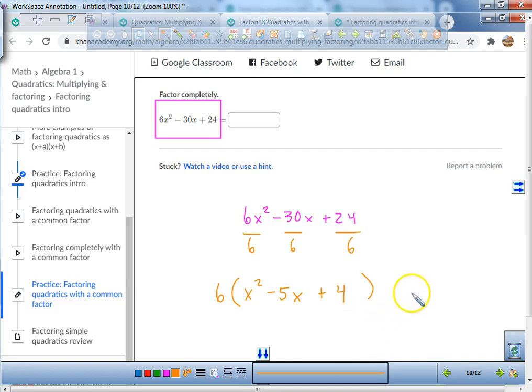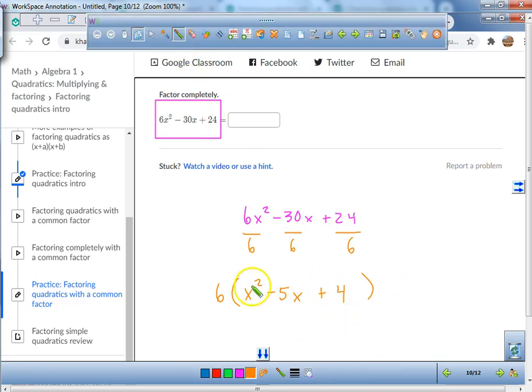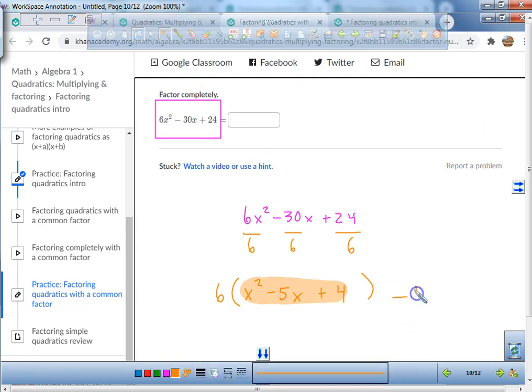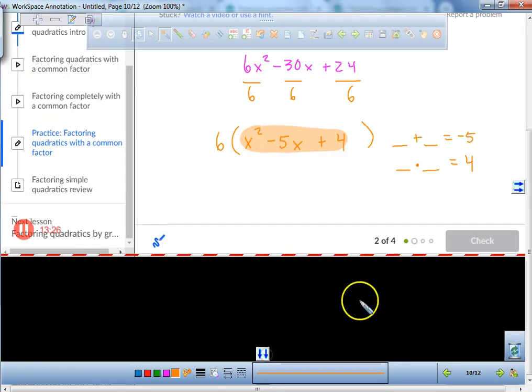So there we go. Once you have everything factored out, you see this right here? This is all we have left to factor. So now we just go back to the drawing board, which makes it very easy. We just need blank plus blank equal -5 and blank times blank equal +4. This one's going to be super easy because we really don't have that many factors of 4. It's just 4 times 1 and 2 times 2.